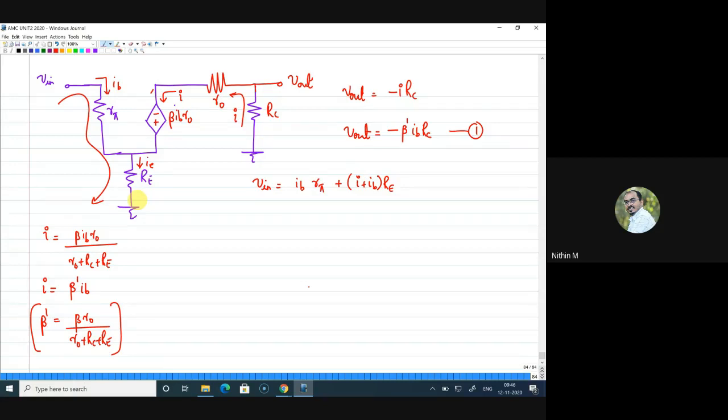But before doing that, let me substitute for I there. Should it be I plus IE, sir? No, what is the drop here across RE? IB is coming from here and IE is coming from here. So I plus IB, which is equal to IE. Yes, sir, got it.